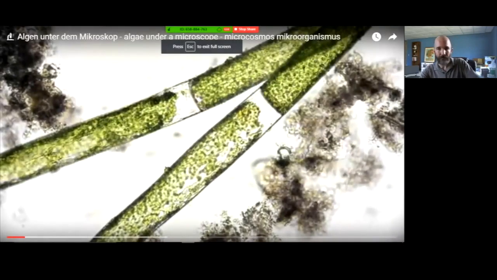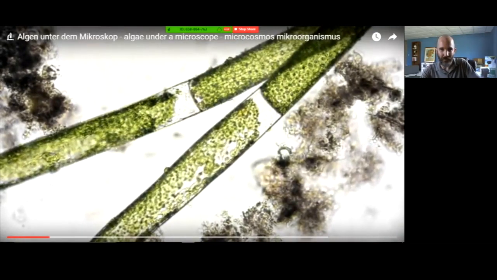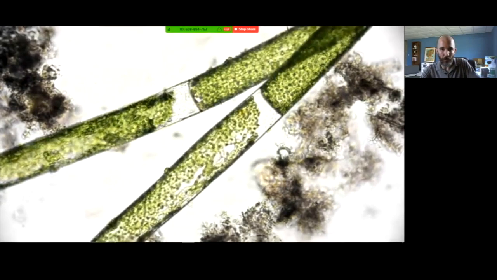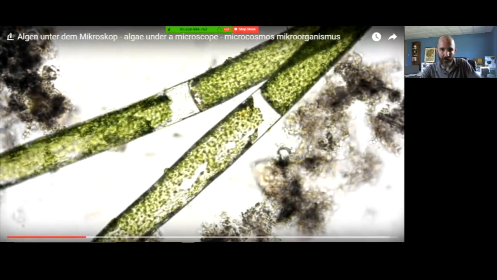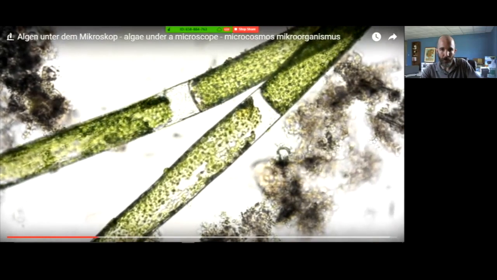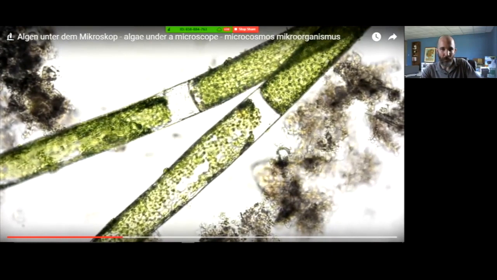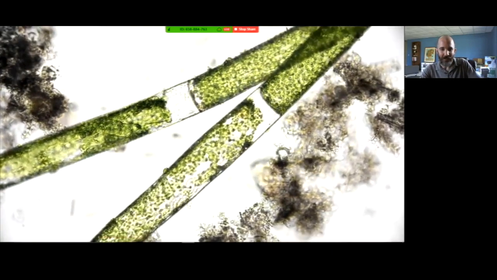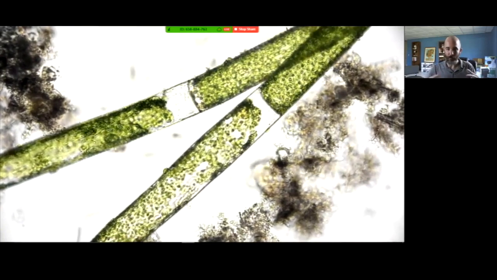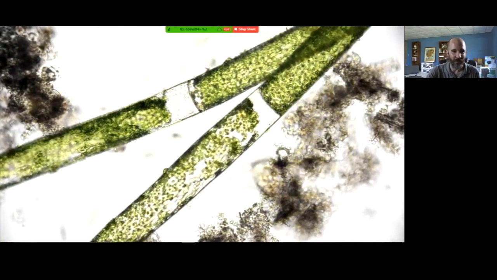This is an image of an algae. I wanted to show you this because not only is it fascinating to see the minutiae of how life works, but you can really see the lack of organelles inside these cellular components here. It's simply a cytoplasmic flow, meaning life is encapsulated in a single organism. It's as simple as it gets.